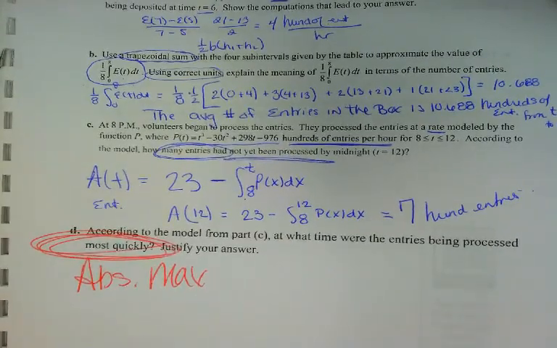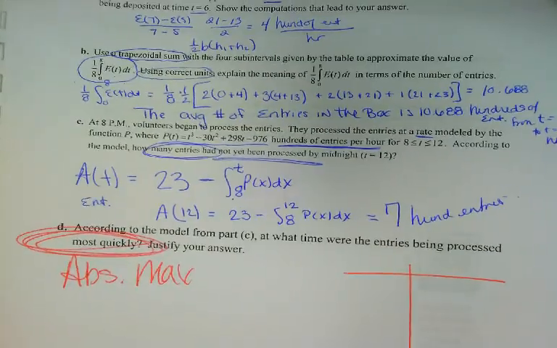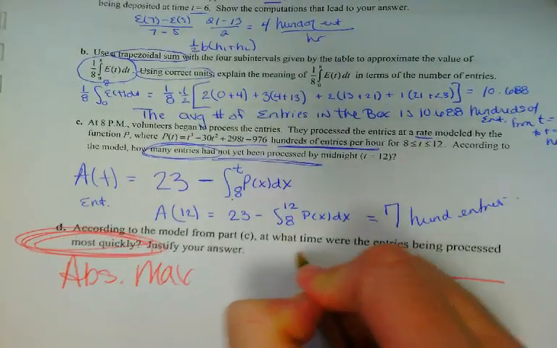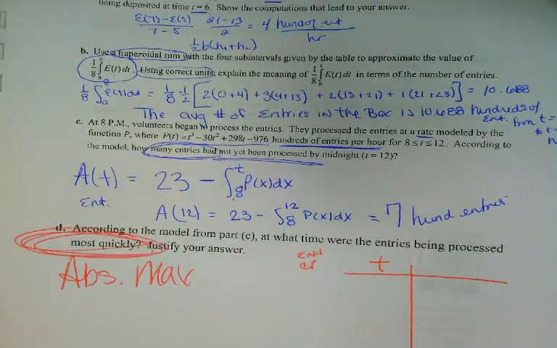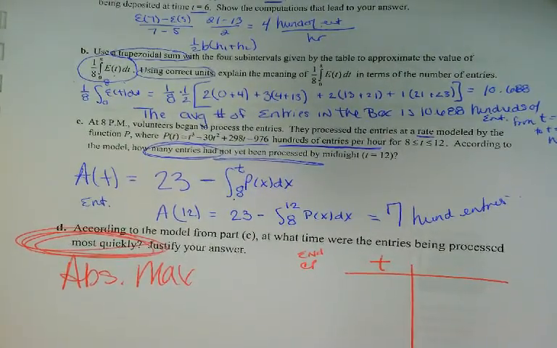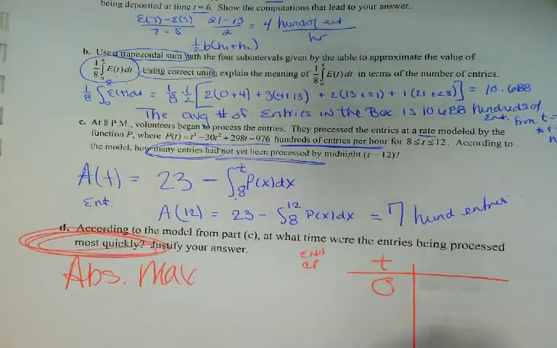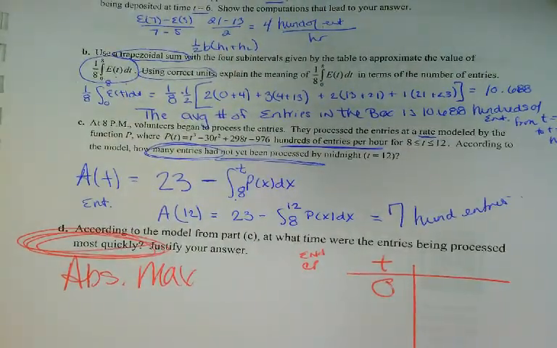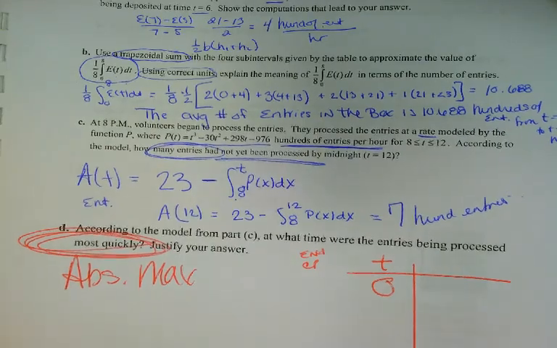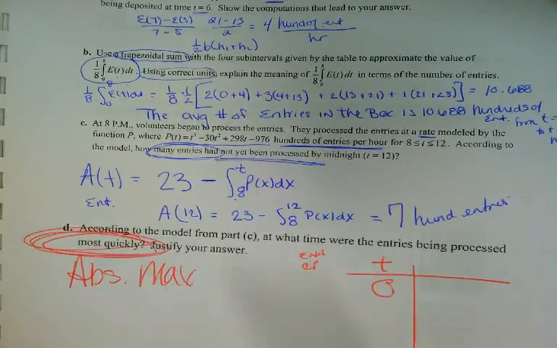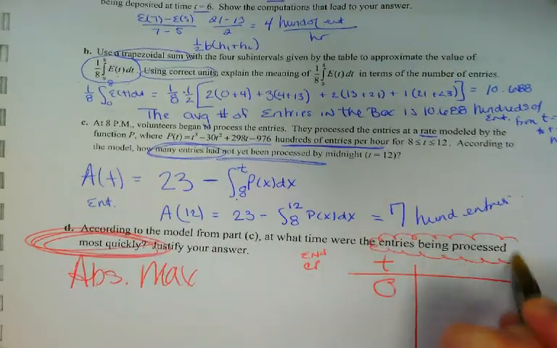Okay, we want to find the way we process them most quickly. So I know I need my T-chart. My times, again, are endpoints and critical points. Okay, my endpoints are clearly 0 to 8. That's what this table went from. And I have to get my critical points. Okay, so again, my critical points, and we're talking about the entries being processed. What function represents the entries being processed?